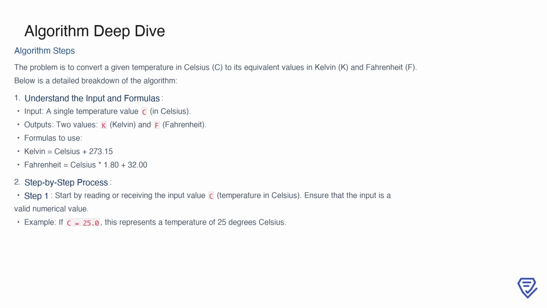To accomplish this, we use two straightforward formulas, K equals C plus 273.15 and F equals C asterisk 1.80 plus 32.00. The first formula adds 273.15 to the Celsius temperature to convert it to the Kelvin scale, which starts at absolute zero. The second formula adjusts the Celsius value to align with the Fahrenheit scale by scaling and shifting it. The algorithm begins by taking in the input C, ensuring it is a valid number. For example, if C equals 25.0, this represents 25 degrees Celsius, which will be used in the subsequent calculations.